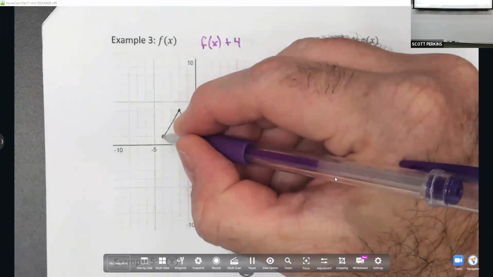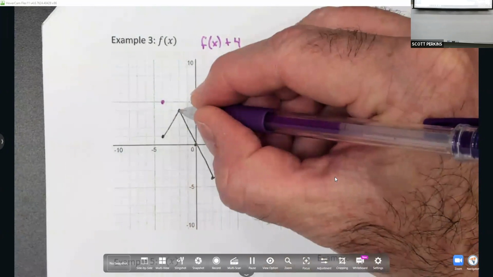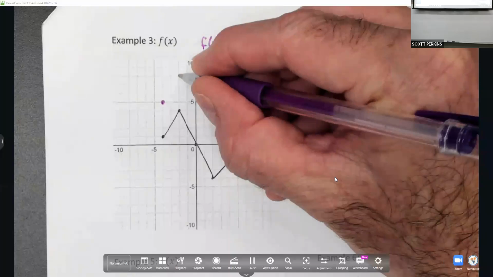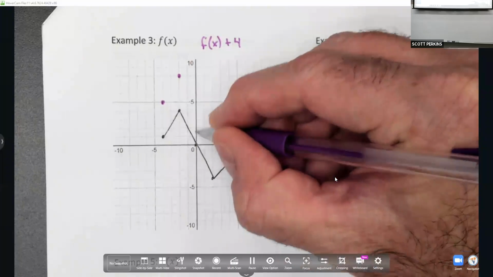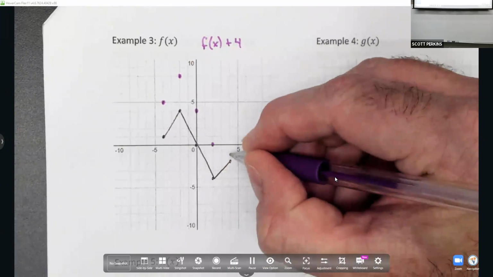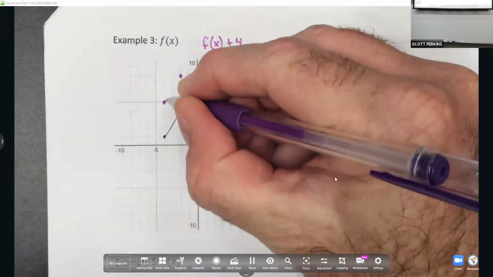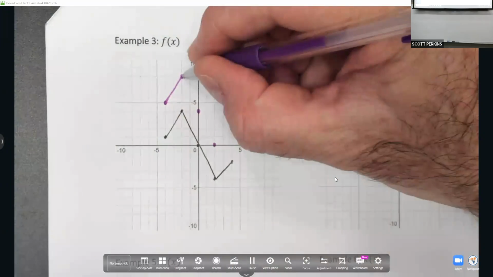So here we go. This y value is 1, so it moves 1, 2, 3, 4. This y value is 4, it goes 1, 2, 3, 4. This y value is 0, 1, 2, 3, 4. This one goes to 0, and then 1, 2, 3, 4. Notice the translation does not change the shape of the graph at all. It's like you've taken a piece of plastic and you've just slid it up 4 units. And so I'm going to connect the dots, and oh, what a lovely graph.